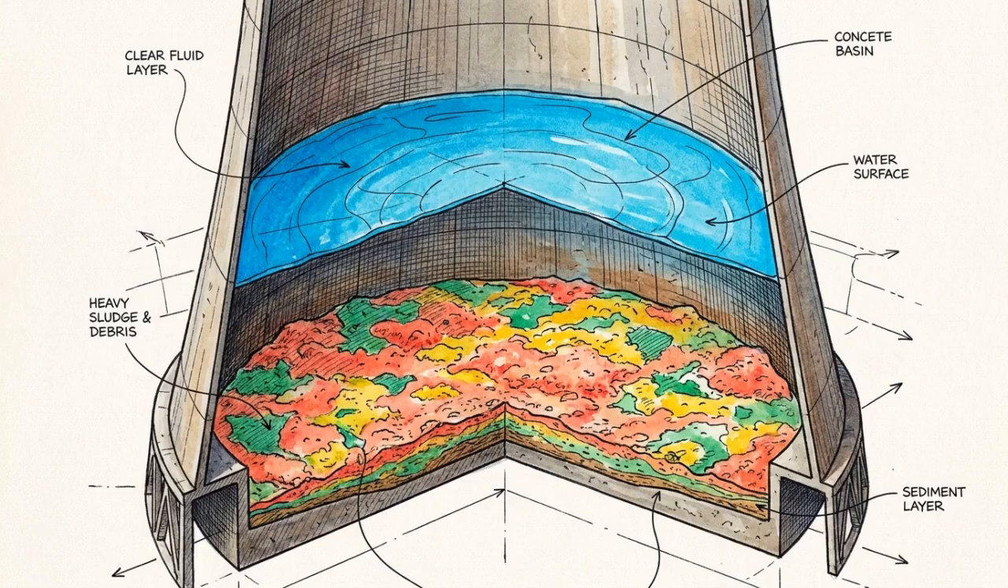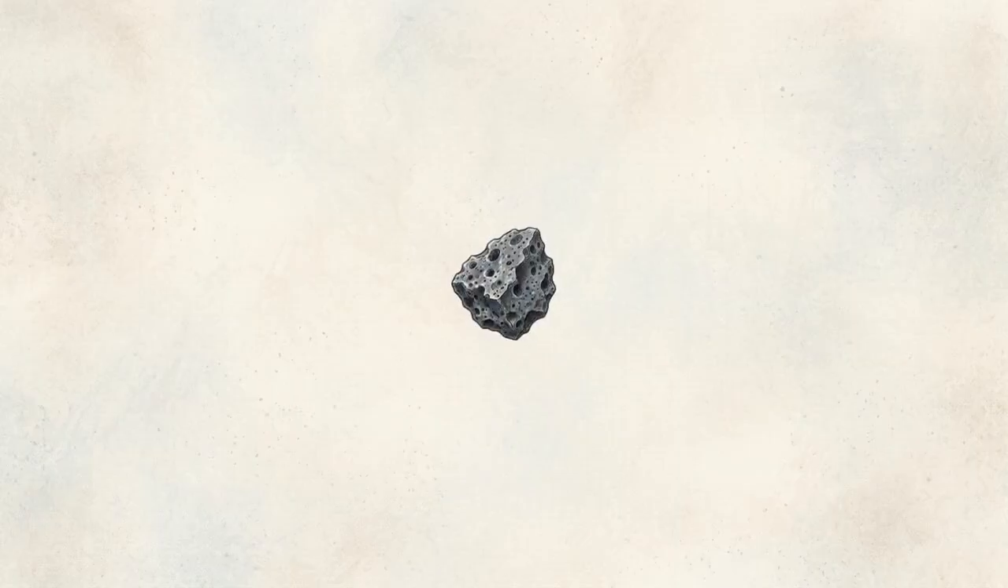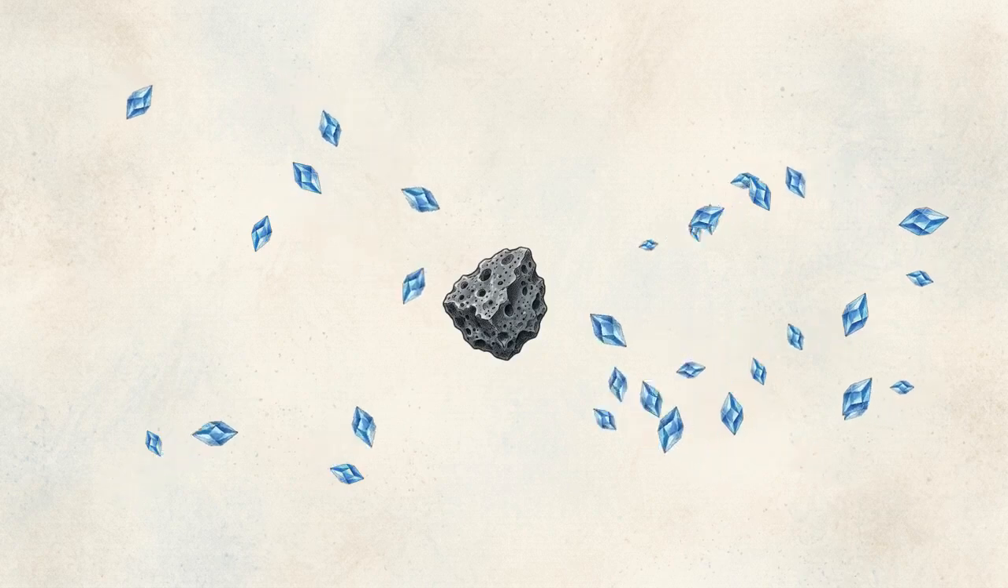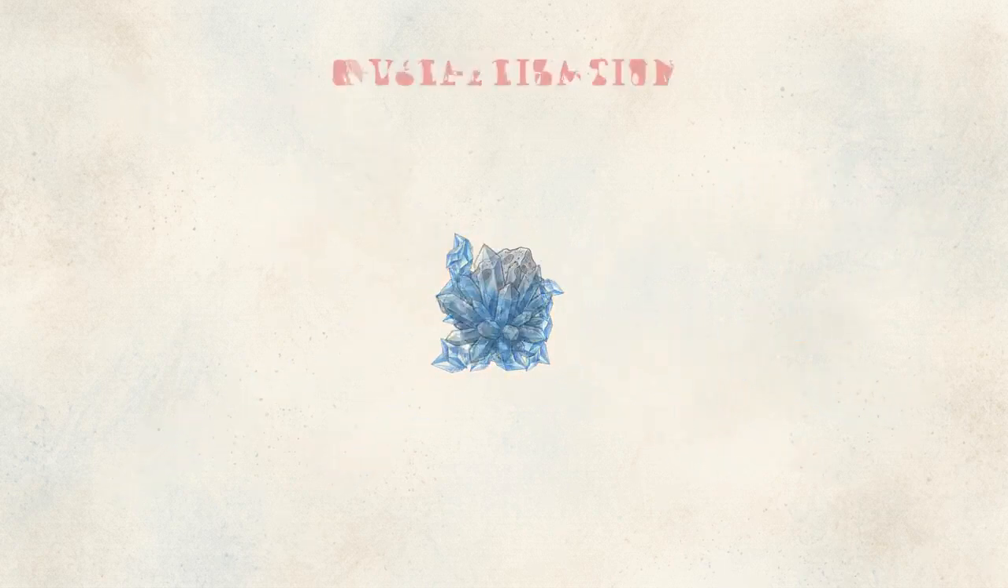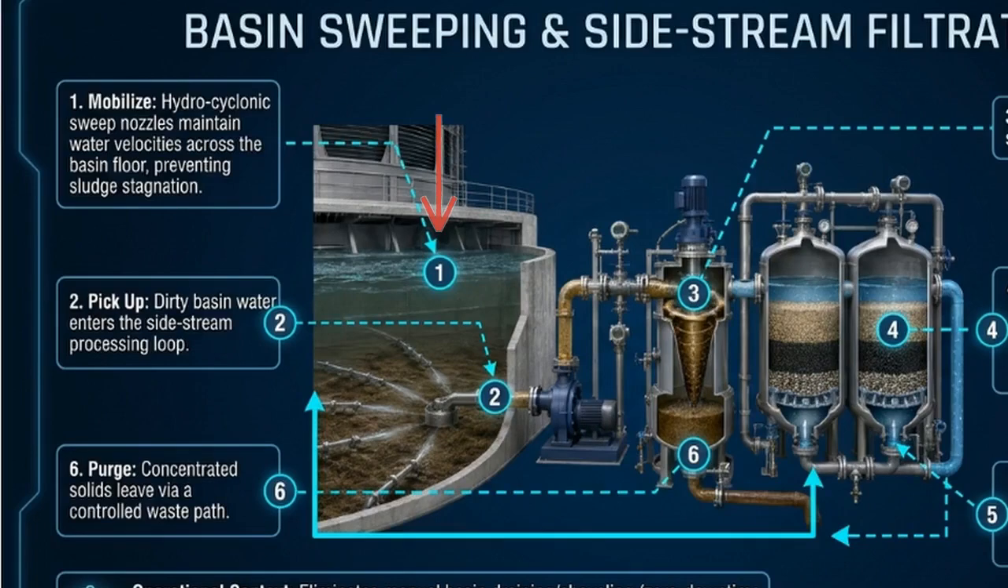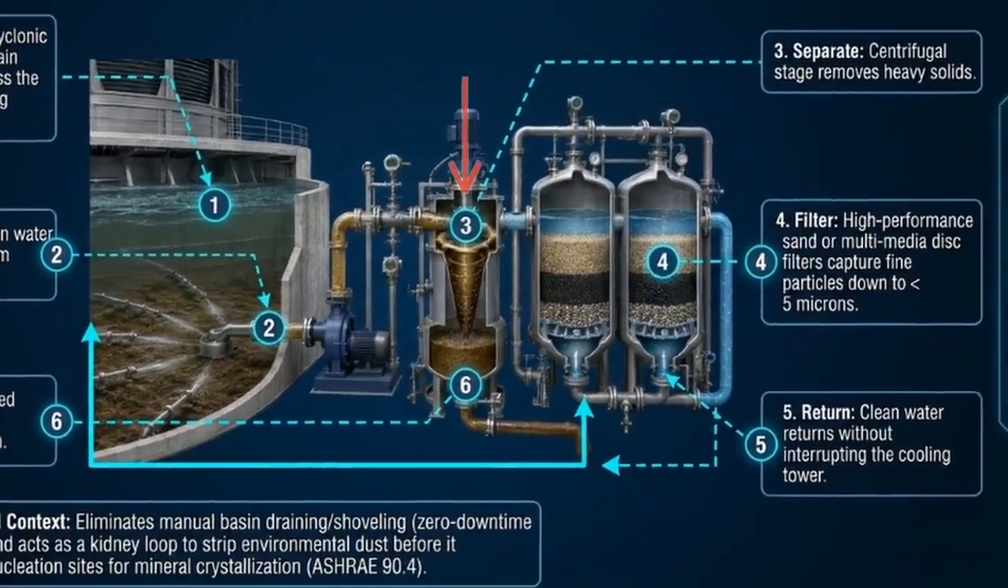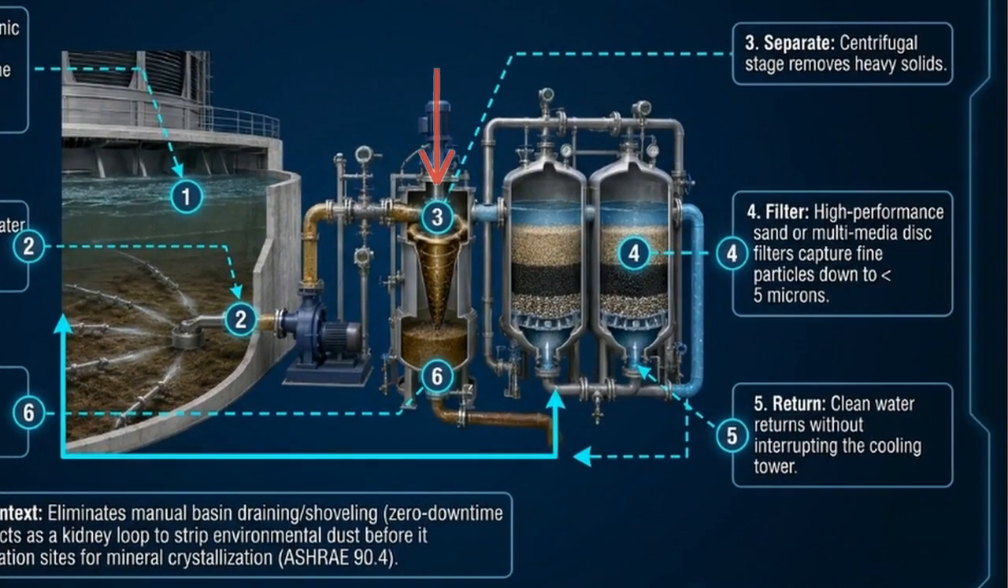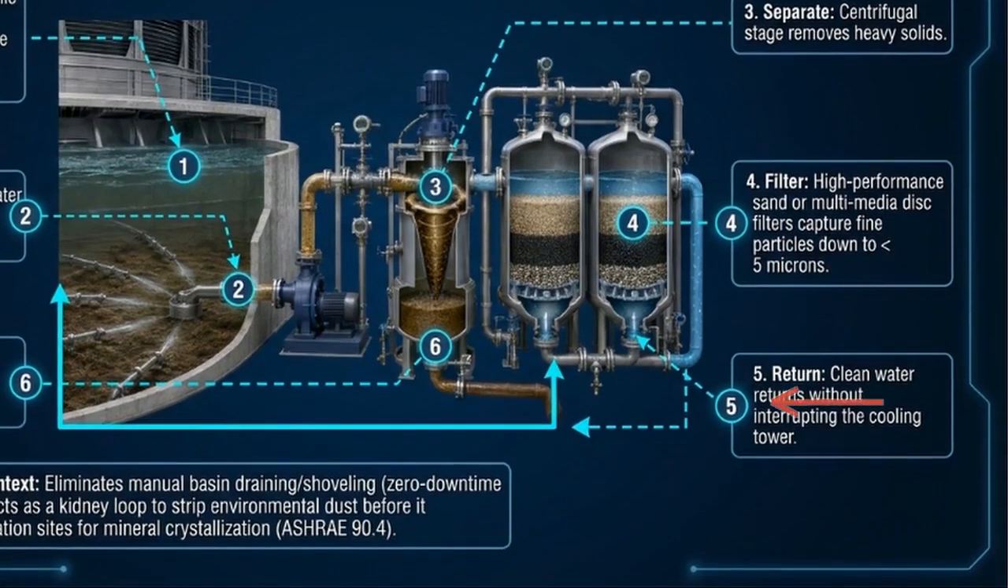Chemical management controls the dissolved mineral envelope, but it cannot prevent the accumulation of physical solids. In an open tower, environmental dust enters the system and provides nucleation sites where dissolved minerals begin to crystallize. This side stream loop removes physical dust. Hydrocyclonic sweep nozzles push dirty basin water into a centrifugal separator, removing heavy solids, before high-performance filters capture sub-5 micron particles. This continuous kidney loop enables zero downtime cleaning, returning clean water without interrupting the main cooling tower.